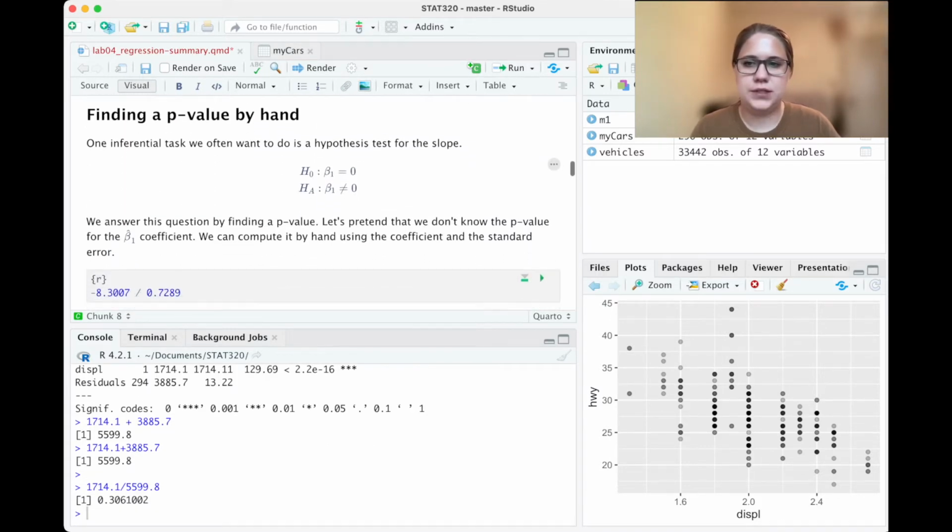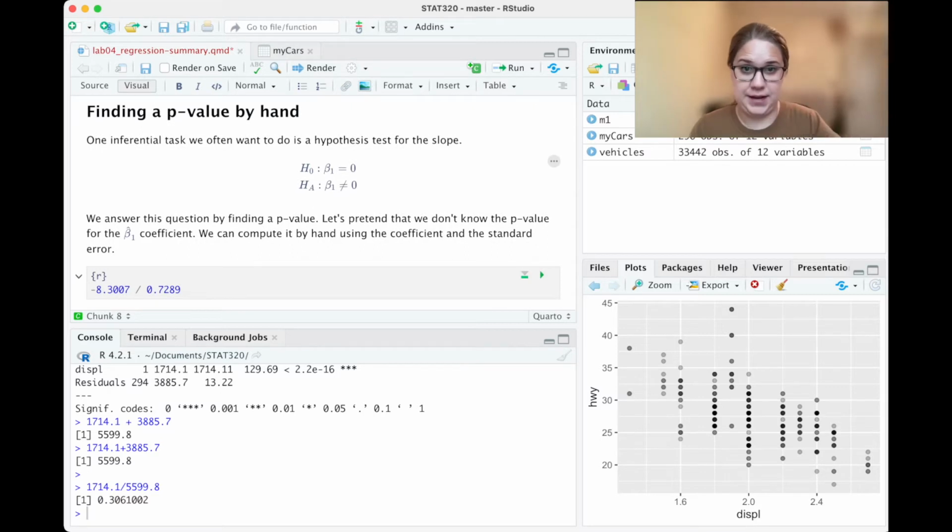So now let's go on to our inferential tasks. First inferential task would be doing a hypothesis test. And when we're doing linear regression, our hypotheses are always beta 1 equals 0 and beta 1 not equal 0. So we're always doing that two-sided hypothesis test. And then if we want to make a conclusion about the hypothesis test, we need a p-value. So there's two ways to find the p-value.